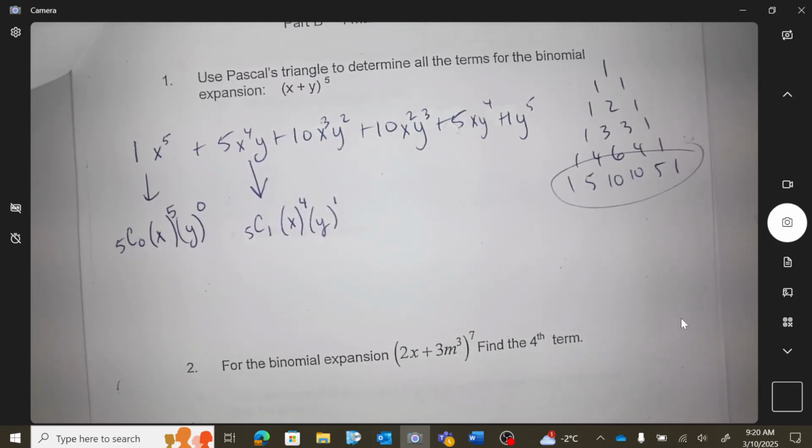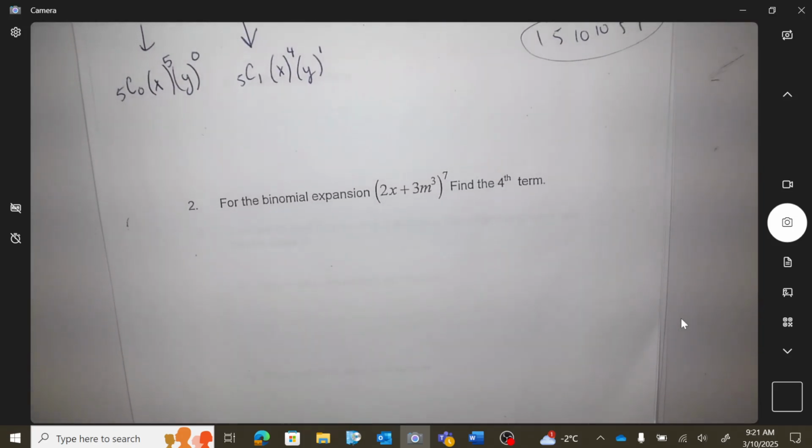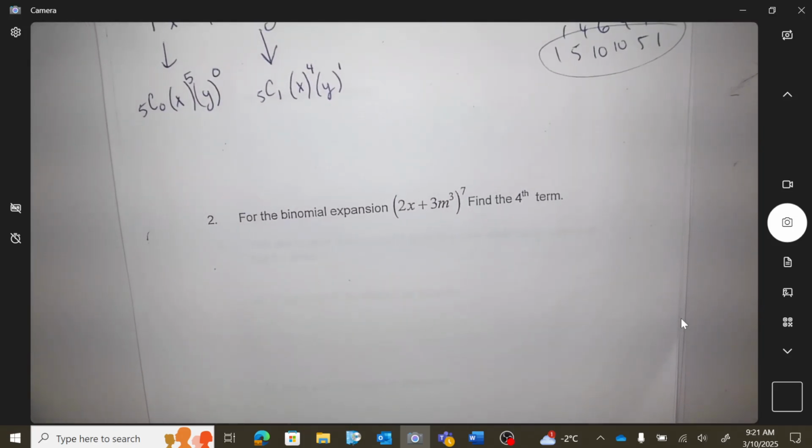Okay, please understand the negative signs as well, where they come from. Find the fourth term.